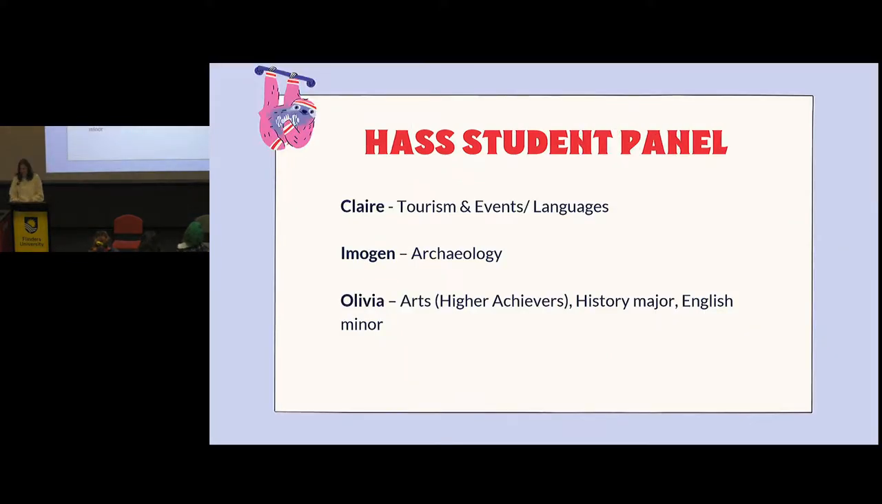Okay, so at this point, I am going to welcome our panel up. We've got three lovely students. We've got Claire, who's in the red chair, and Claire is doing a combined degree, which is Tourism and Events and Bachelor of Arts with Languages and History. And then we've got Imogen in the middle, who is doing Archaeology. And then at the very end, we've got Olivia, who is doing an Arts degree, Higher Achiever, with History and English.